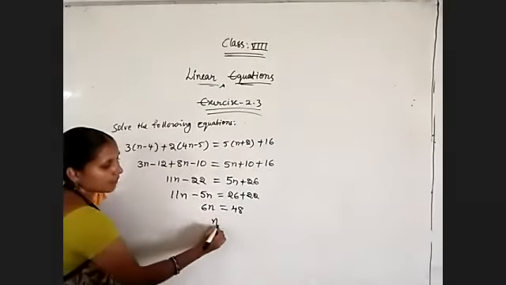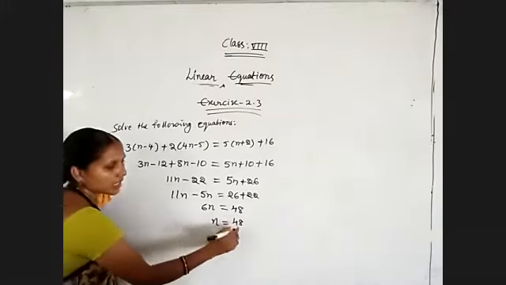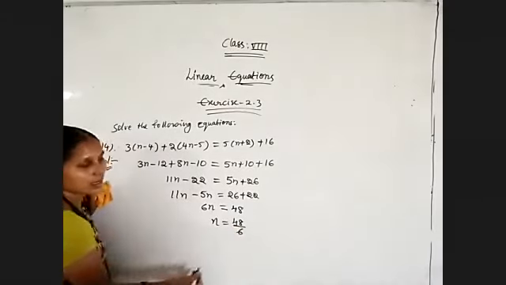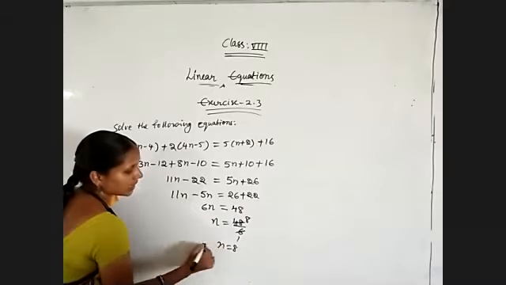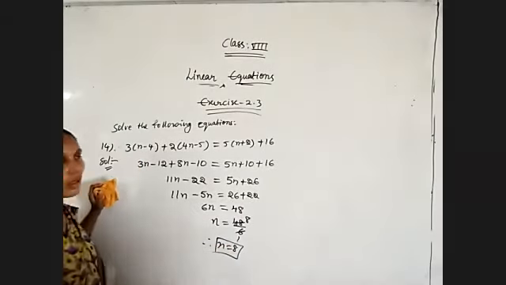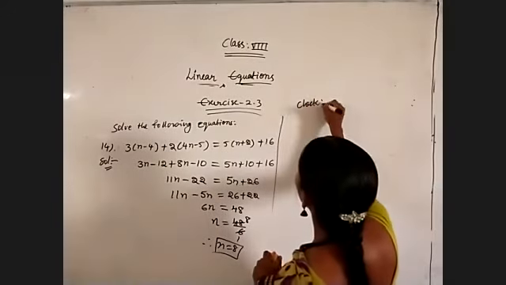Then n will be equal to 48 into 6, by bringing this side divided by 6. 6 ones are 6, 6 eights are 48. So n is equal to 8. Very simple. Okay, now check your result whether it is correct or not.